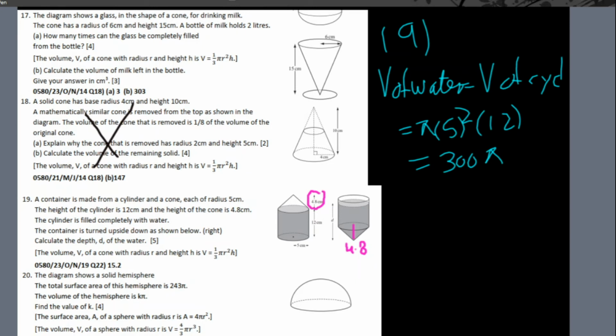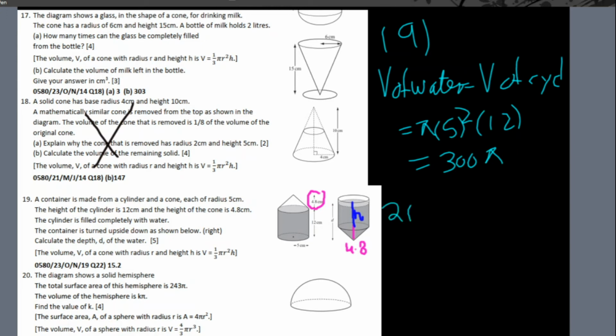And let's call this remaining height h. So we need to find the value of h and then we'll add 4.8 to get the depth. Now the volume remains the same. The amount of water in both orientations of the containers is the same.